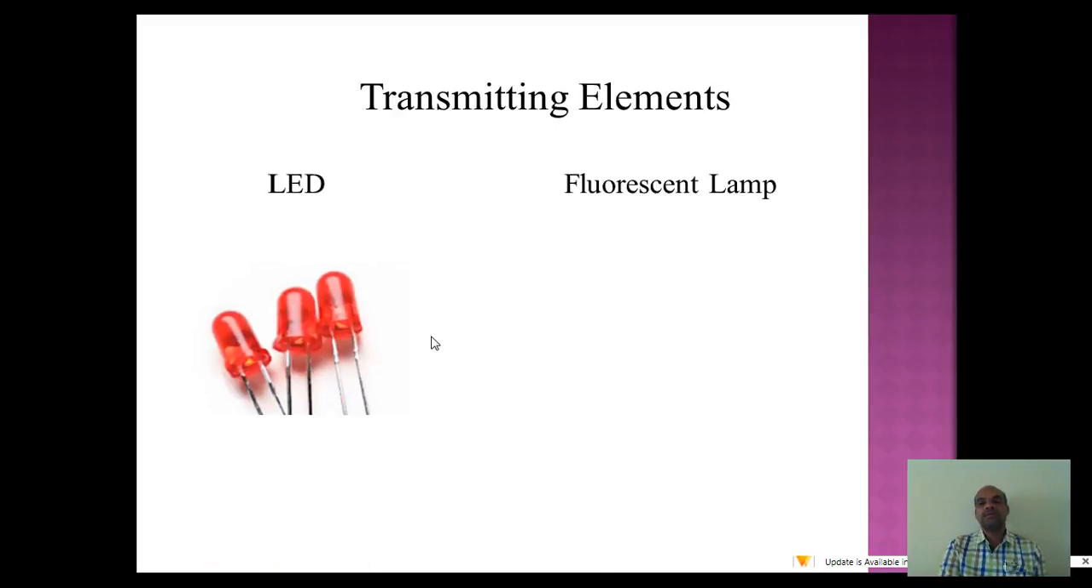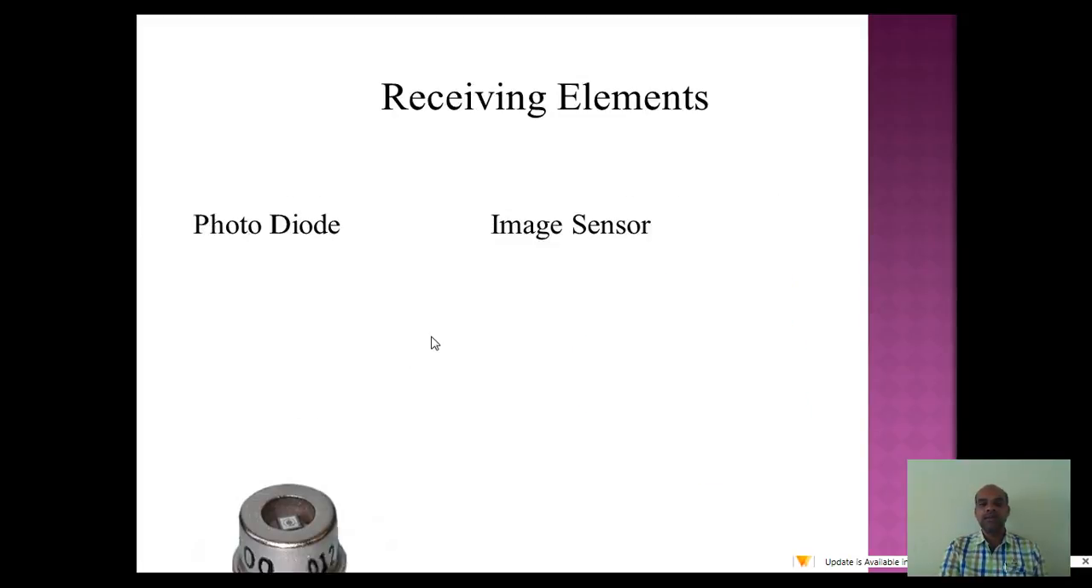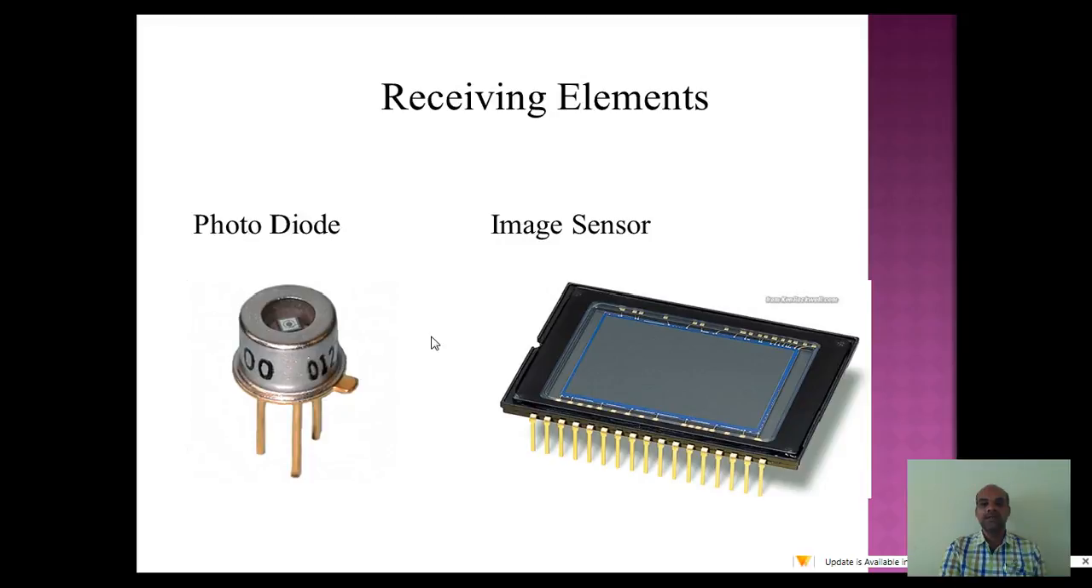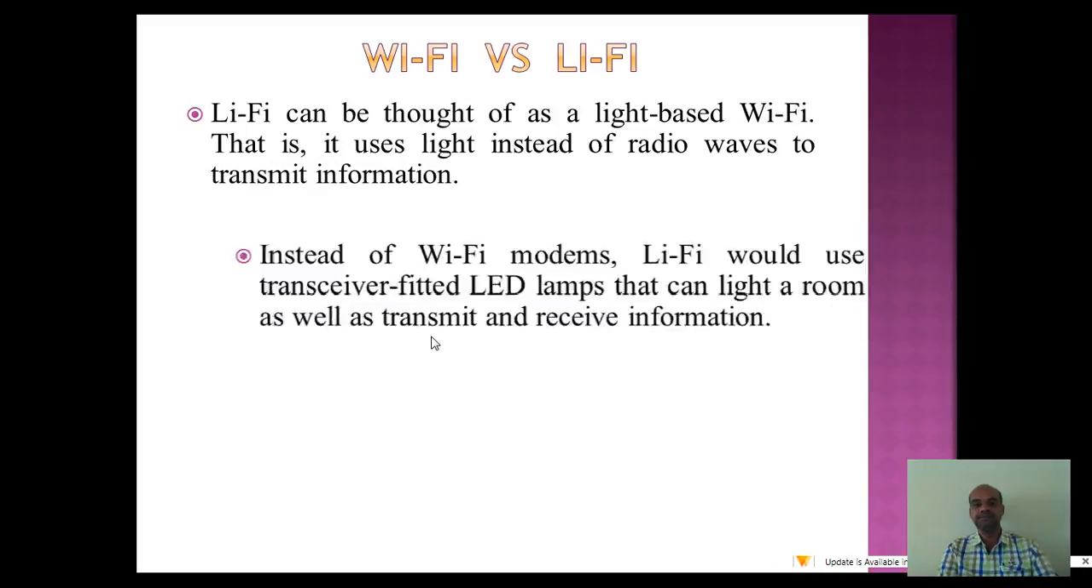What elements are we using to transmit the data? The LEDs transmit the data. Instead of fluorescent lamps, we need to replace all fluorescent lamps with LED lights. The receiving elements are either an image sensor or a photodiode, which we can use to receive the data transmitted by the sender. Now some comparisons about Wi-Fi and Li-Fi.